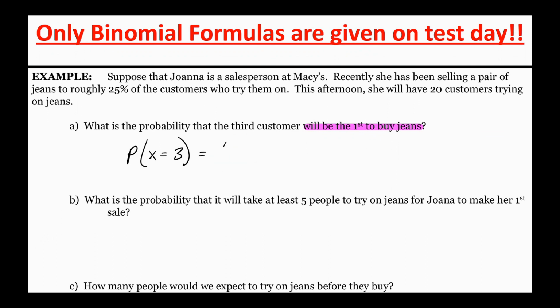So what's my probability of success? That's the first one. Success is the first one. 25%, right? That's success. Success means they try it on and I sell it. How many successes am I going to have? 1 success, right? How many failures am I going to have? No, I only did 3, right? Third customer.